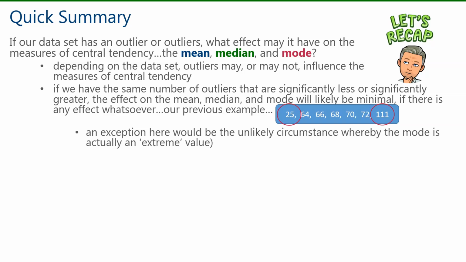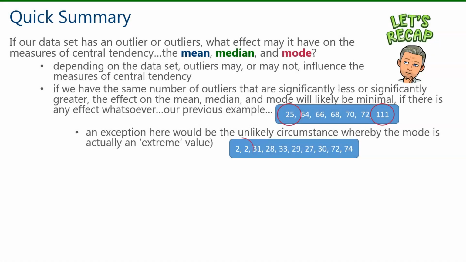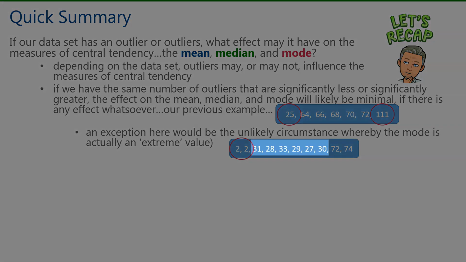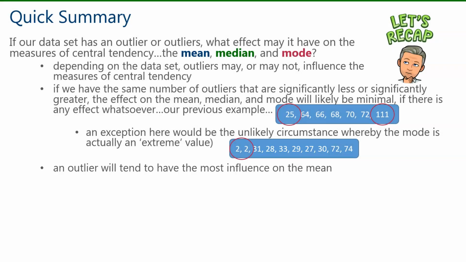An exception here would be the unlikely circumstance whereby the mode is actually an extreme value. In this data set, we have two values significantly greater and two values significantly less. But the two significantly less data values would actually give us our mode. So if we remove all outliers, obviously our mode will be impacted, as there would be no mode for the remaining data values. Another finding, an outlier will tend to have the most influence on the mean.